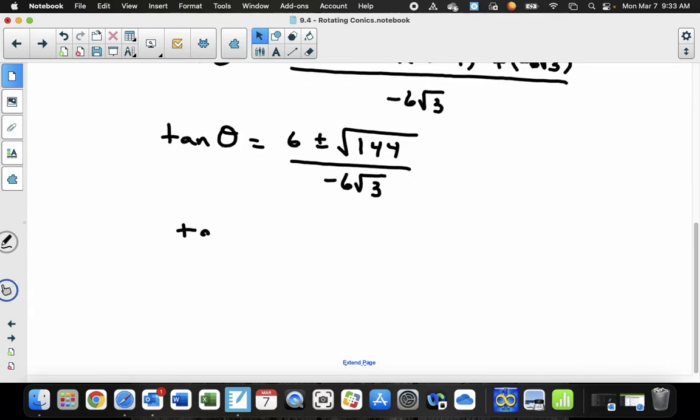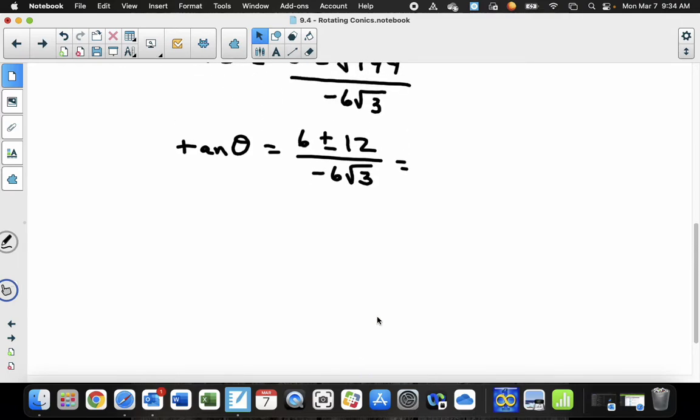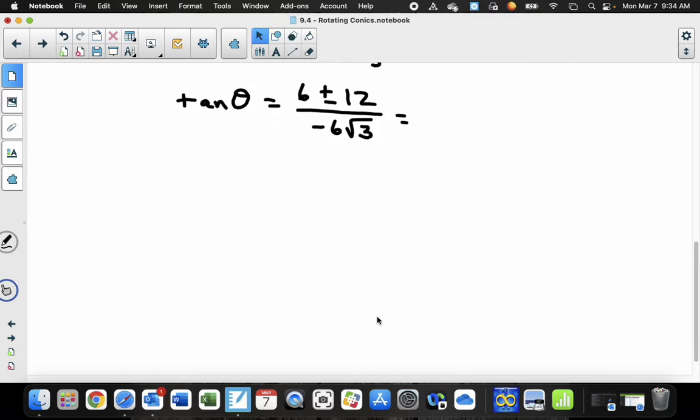So tangent of theta equals 6 plus or minus square root of 144, which is a nice perfect square. We've got 12. And we're actually almost done finding theta. So when you take a look at this problem, once we've simplified, here's one specific part. We said we're going to take theta, we want it to be a positive number. We want to rotate into the first quadrant. That's where we want the x to go. So as you look at this, I'm not actually going to do the plus or minus.